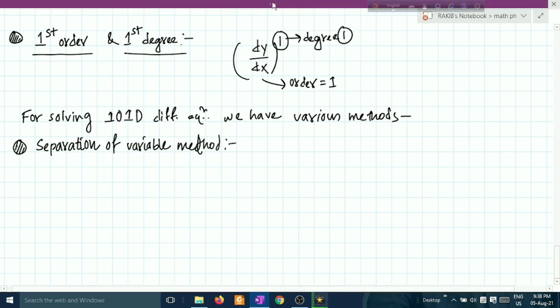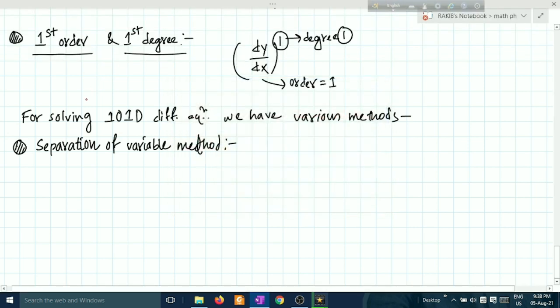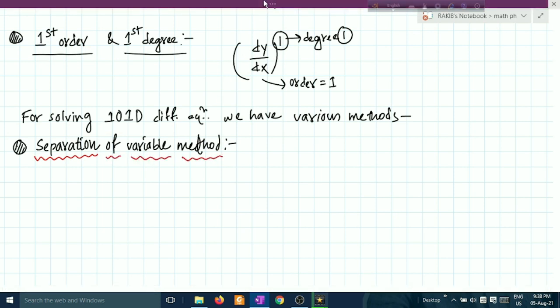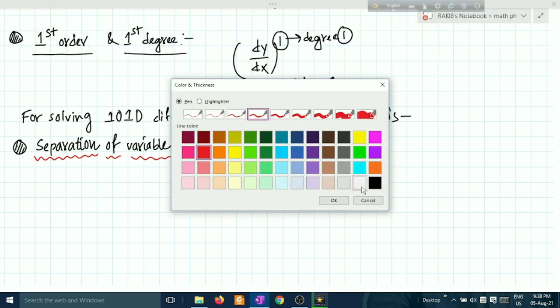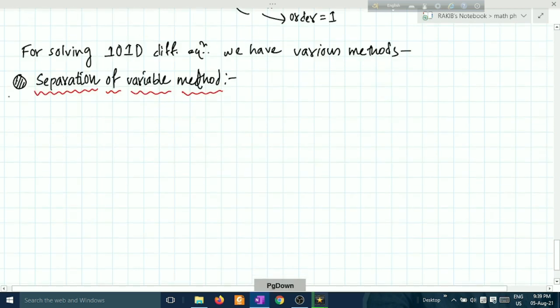Okay. If you are studying in graduation first year, then you will surely read about this. Sometimes in examinations like GATE or JAM, you may encounter some questions related to direct separation of variable method. So what is a separation of variable method?